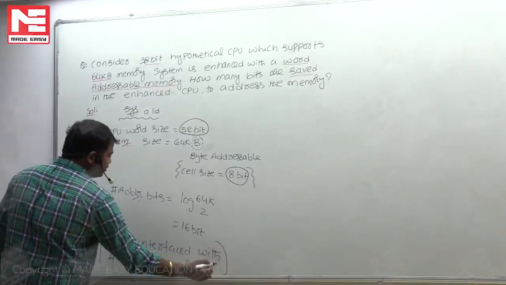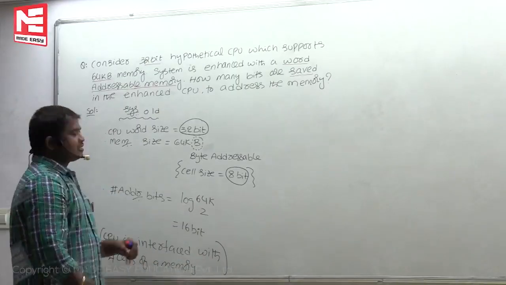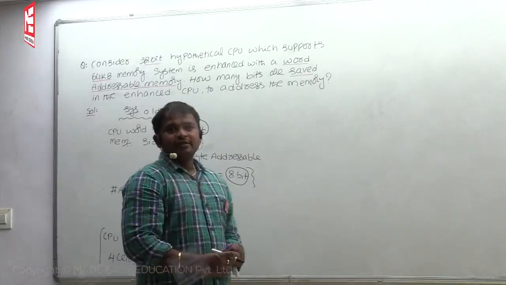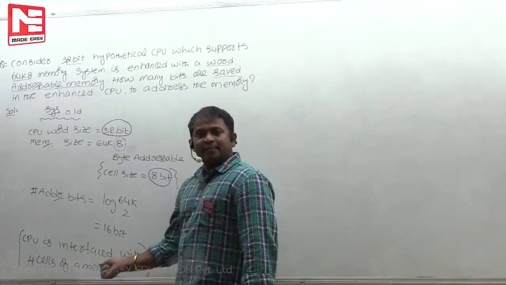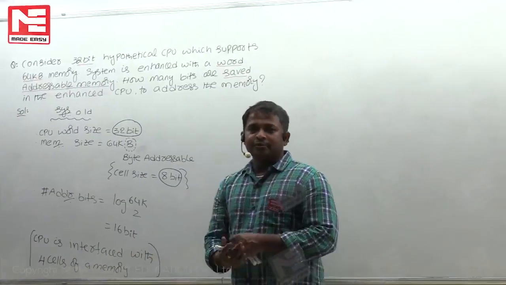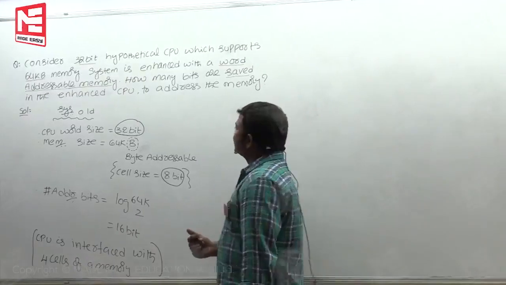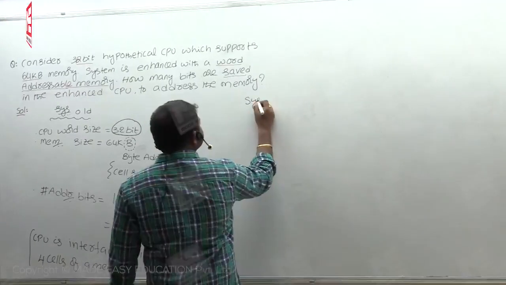CPU is interfaced with 4 cells of a memory. This is the old system characteristic. Therefore, when the CPU refers to the memory, 4 cells of memory information are transferred to the CPU in a little endian order. Now, the new system.